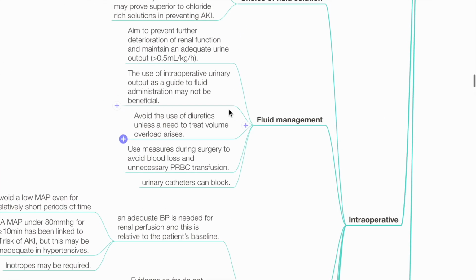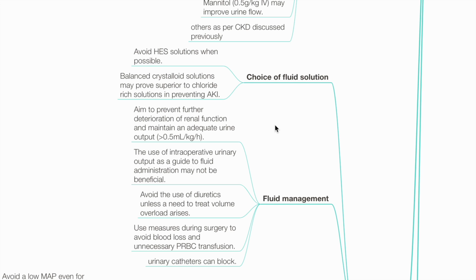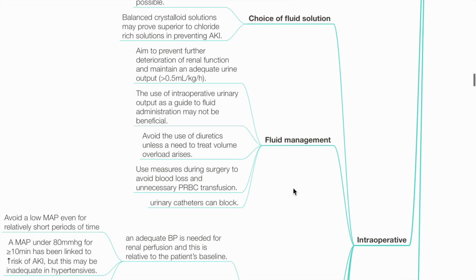Intraoperative. Choice of fluid solution. Avoid starch solutions if possible. Balanced crystalloids may be superior to chloride-rich solutions in preventing AKI. Fluid management. Aim to prevent further deterioration of renal function. Try to maintain adequate urine output of more than 0.5 ml per kg per hour.